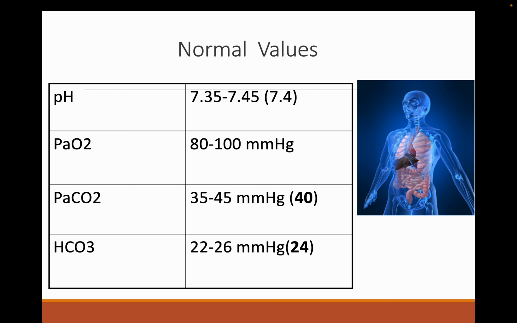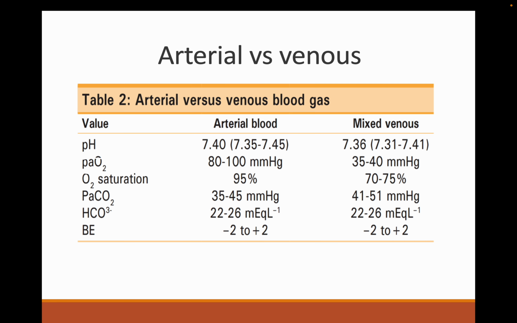So first, the normal values you need to understand. The pH is 7.35 to 7.45, mean is 7.4. PaO2 is 80 to 100 on the ABG. PCO2 is 35 to 45, mean is 40. And bicarb is 20 to 26, mean 24. So a pH of 7.4, PaCO2 of 40, and bicarb of 24 are the normal values we take for the ABG parameters. So how do you differentiate between arterial versus venous sampling?